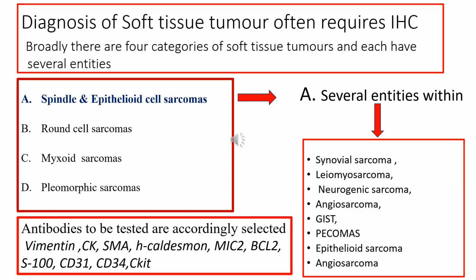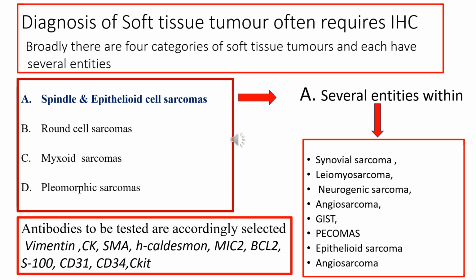Now, broadly speaking, soft tissue tumors are divided into four categories: spindle cell and epithelioid cell sarcomas; the round cell sarcomas, which occur both in the bone and in the soft tissue; the tumors which have a lot of myxoid component, like the myxoid liposarcomas and myxoid nerve sheath tumor; and pleomorphic sarcomas, wherein the tumors have very pleomorphic cells. Now, within each of these categories, A, B, C, D, there are several other entities.